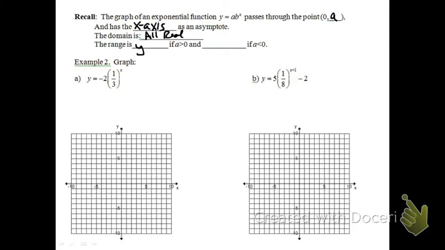The domain is going to be all real, and the range is going to be all y values that are greater than 0 if the a value is positive, and y values that are less than 0 if the a value is negative. Really, everything that I just said is the same thing from section 8.1. Nothing has changed. However, the look of the graph will be a little different. We've never graphed ones quite like this.